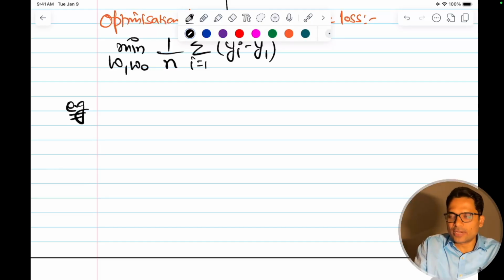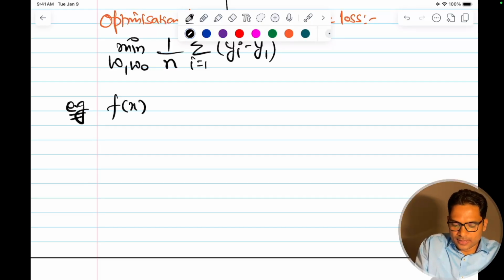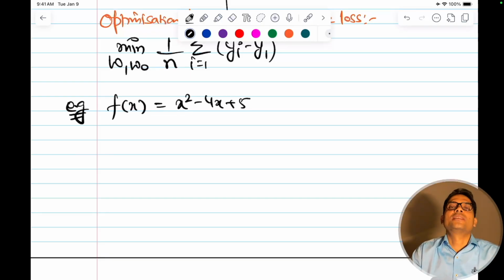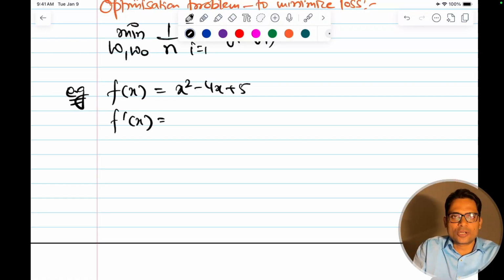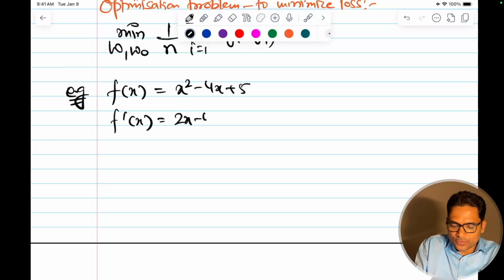I'll just make it a bit complicated. f(x) is equal to x square minus 4x plus 5. See, this is the equation. It is not simple x square. So what will be your f dash? The first derivative, this is to check whether it has an optima or not. It will be 2x minus 4. If we equate this to 0, what will be my x star equal to here? This will be equal to 2.